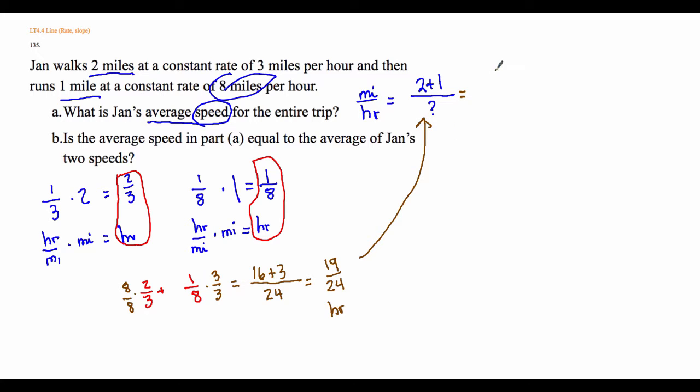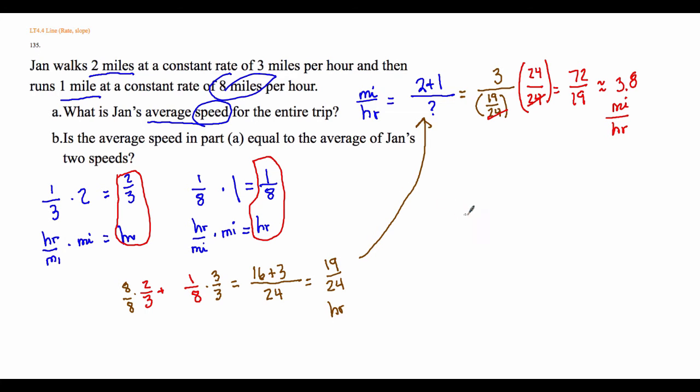So we have 2 plus 1 is 3 miles over 19/24 hours. Now, I don't like the fraction at the bottom. You could plug this into a calculator, but I'm going to just do it by multiplying it by 1 and canceling out the 24s. So here I get 72/19, I think is what it is, 72/19 miles per hour. That's about 3.8 miles per hour.